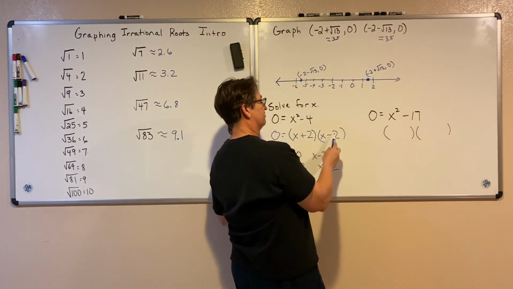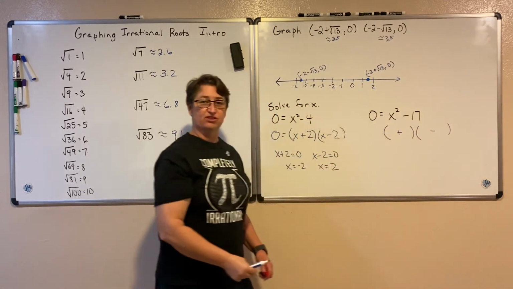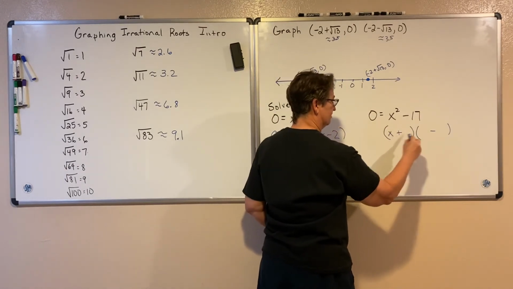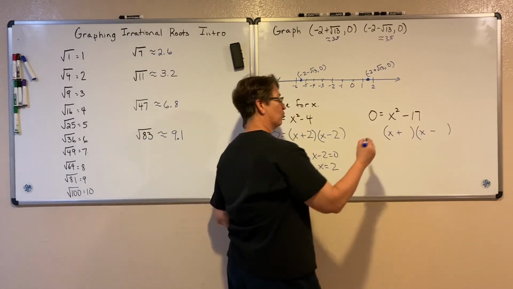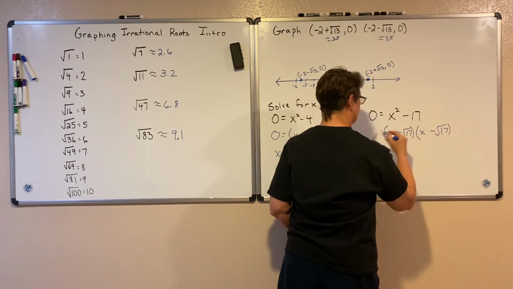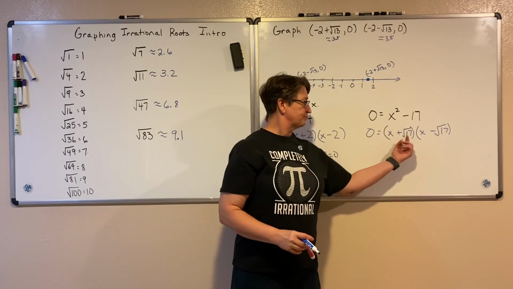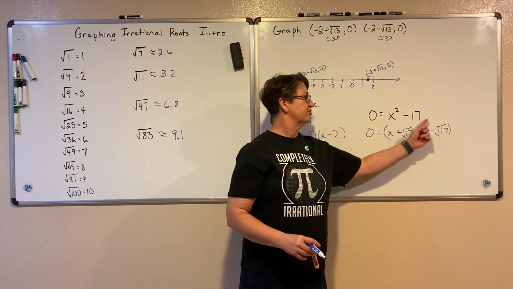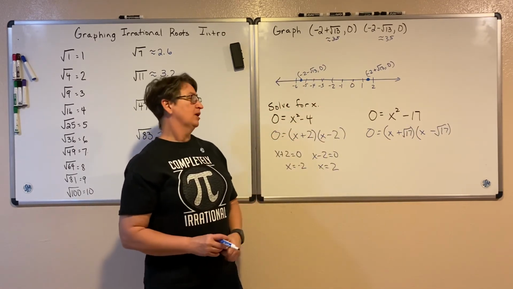I'm going to put a plus and a minus between them, so that when they multiply together, I end up with a 0x term. Then the square root of x squared is still x. But now that square root of 17 is not pretty. I'm going to write it as the square root of 17. So there I have factored this. And if I were to multiply it out, the square root of 17 times the square root of 17 would give me 17. So that would multiply out to be x squared minus 17.